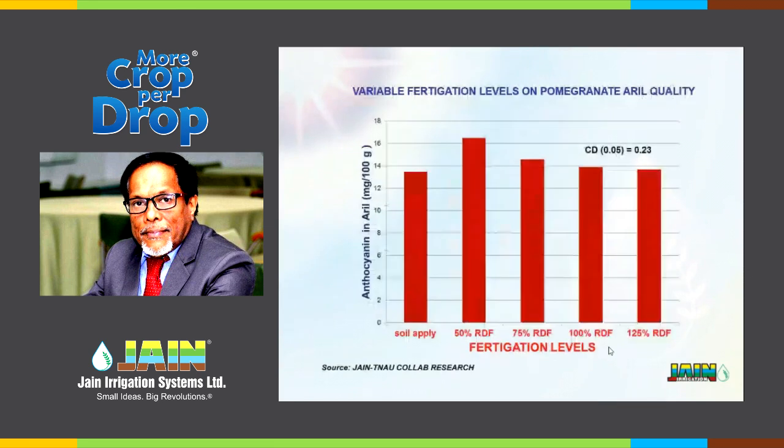Pomegranate, not only the quantity harvested, look at the quality, the pink flesh inside the pomegranate fruit which you eat, that is the aril. The 50% gives you 16 milligram of anthocyanin, the color, in the aril per 100 gram of aril, while the soil application gives only less than 14. So that is important information. You need a higher quality. Fertigation helps you in reducing the fertilizer, increasing the yield, and increasing the quality of the fruit also. There are many, many win-win situations here. It's not really win-win-win. You can have many wins.